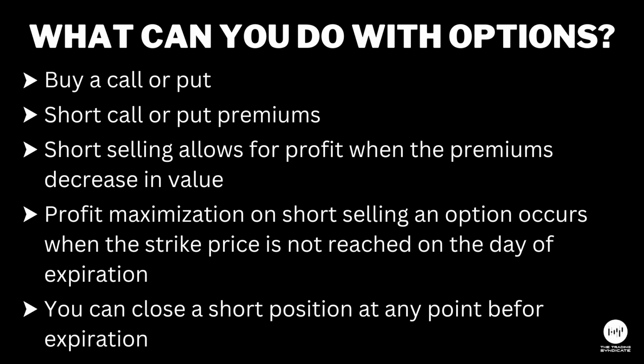Now, there are 4 things that you can do with options. You can buy a call or put option, which we just mentioned previously, but you can also short sell the premium itself, where you would profit by the option contract premium decreasing in value. You would profit the maximum on short selling a call or put option by the stock not reaching the strike price by expiration, where you would profit the difference between the price that the premium was worth when you shorted it and the price of the premium at expiration.